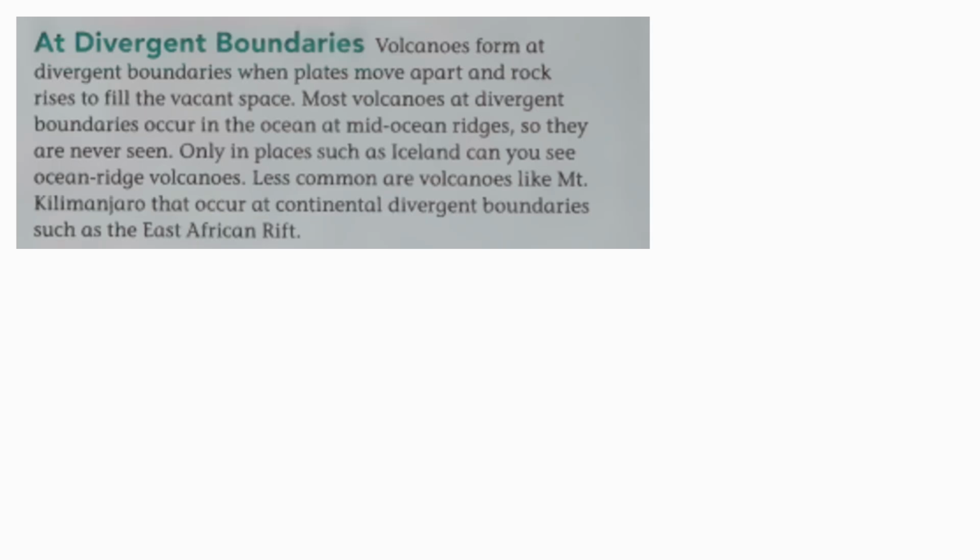Volcanoes form at divergent boundaries when plates move apart and rock rises to fill the vacant space. Most volcanoes at divergent boundaries occur in the ocean at mid-ocean ridges, so they are never seen. Only in places such as Iceland can you see ocean ridge volcanoes. Less common are volcanoes like Mount Kilimanjaro that occur at continental divergent boundaries, such as the East African Rift.